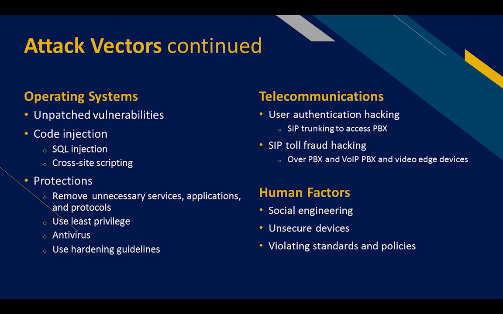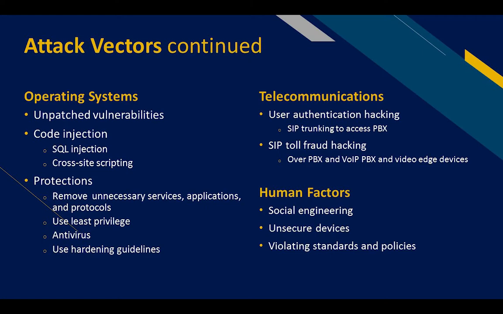Some ways to decrease the chances of attack to the operating system are to remove the services, applications, and protocols that are not necessary to the system because it decreases the attack surface. Also, use least privilege and antivirus software. Finally, use best practices and hardening guidelines available such as CIS and NIST.